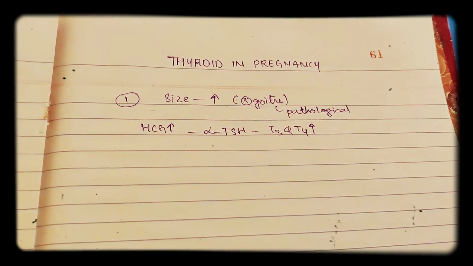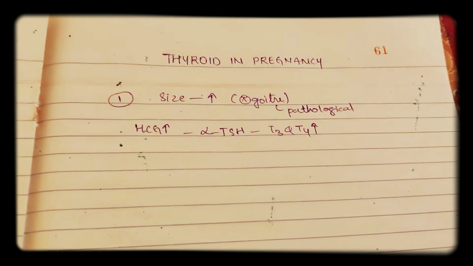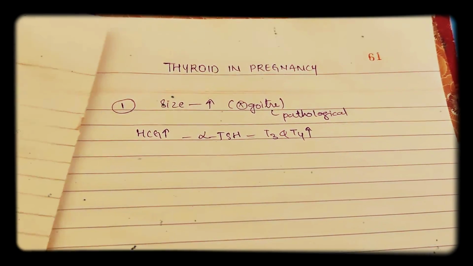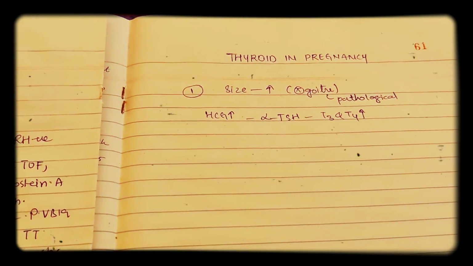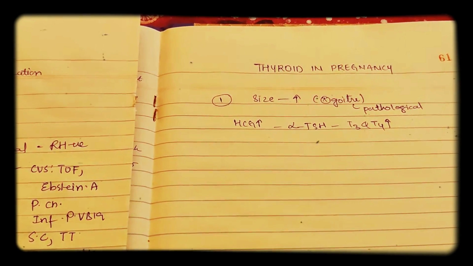So the HCG level is increased because of pregnancy, but this HCG has an alpha and a beta unit. The alpha unit is similar to TSH. So because of this, there is an increase in T3 and T4, especially during pregnancy.